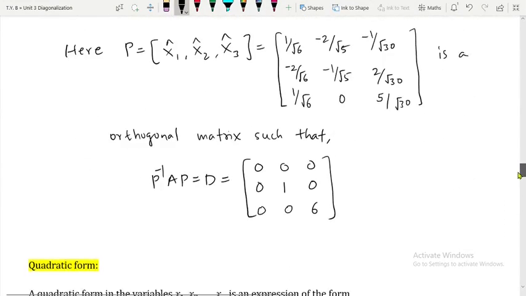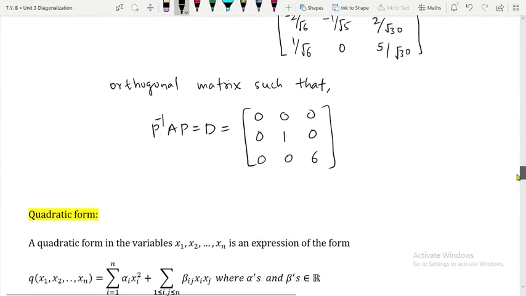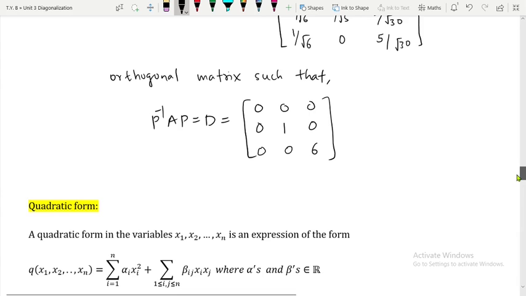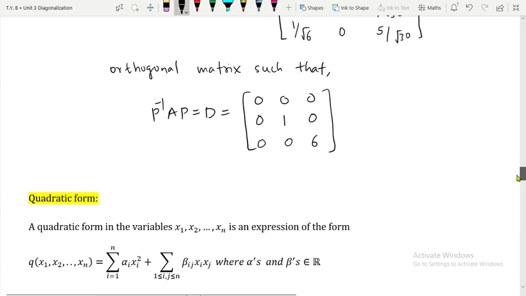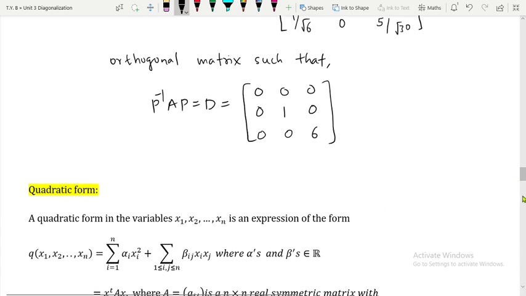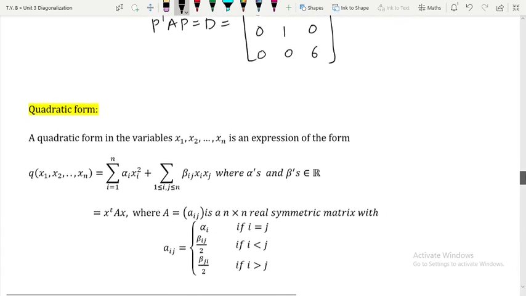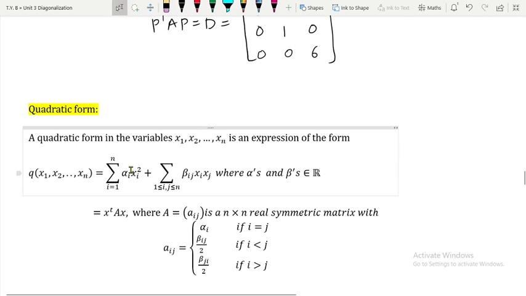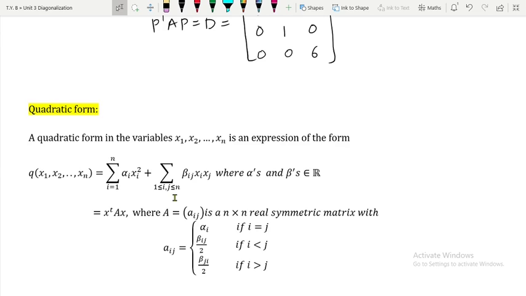Now we are going to go for a new concept, and that new concept is regarding quadratic form. Very interesting concept and an important one as well. A quadratic form in the variables x1, x2, up to xn is an expression of the form, you can say, a homogeneous equation of degree 2.